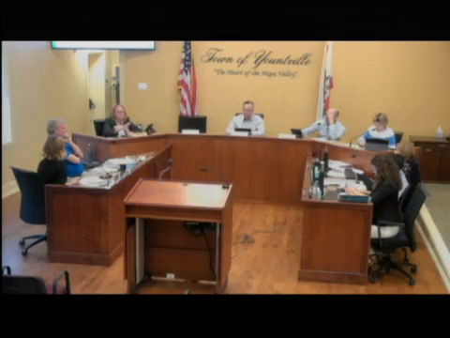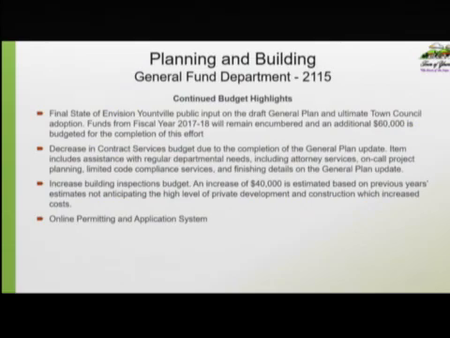Go ahead. The additional 60,000 that you're saying, is that still within the 850 of the original general plan budget? Yes. Okay, and the 40,000 increase for the building inspections, is that offset by fees, permit fees? So will that come out a wash?